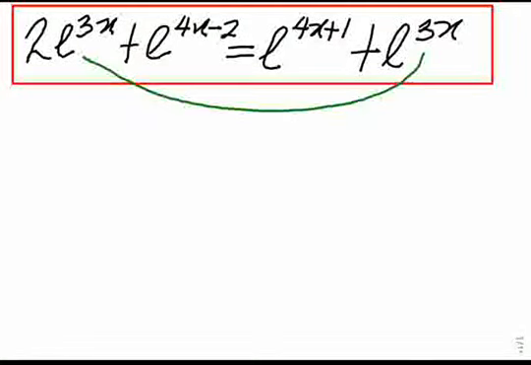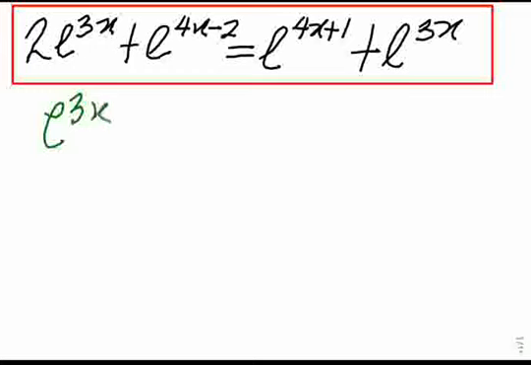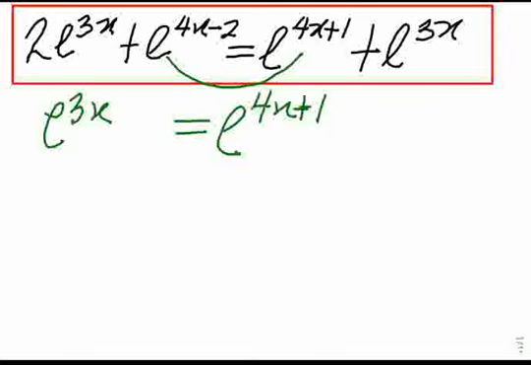These two are like terms. 2e^(3x) minus e^(3x) will give e^(3x). This equals the e^(4x+1) on the right hand side. I cross this also to the right hand side, so that will be minus e^(4x-2).